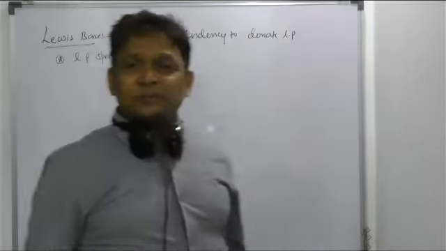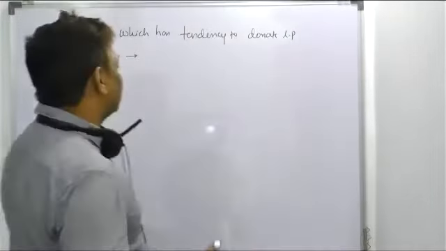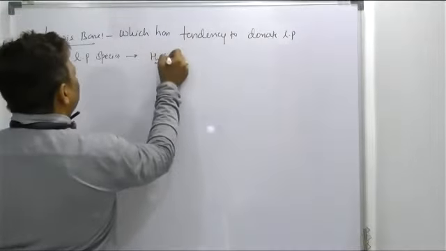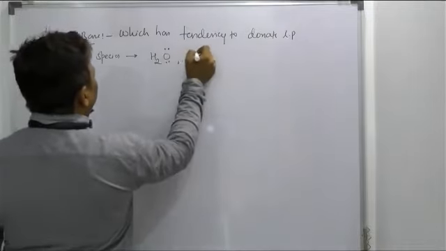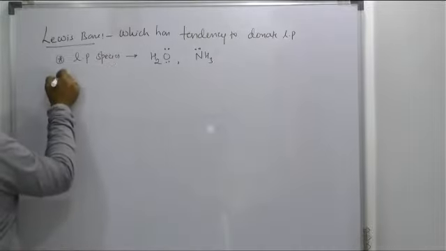So what are the lone pair species? Water's oxygen, ammonia's nitrogen, phosphine's PH3. Better you take this one only, beta. Oxygen atom has 2 lone pairs. Ammonia's nitrogen atom has 1 lone pair. They act as a Lewis base.